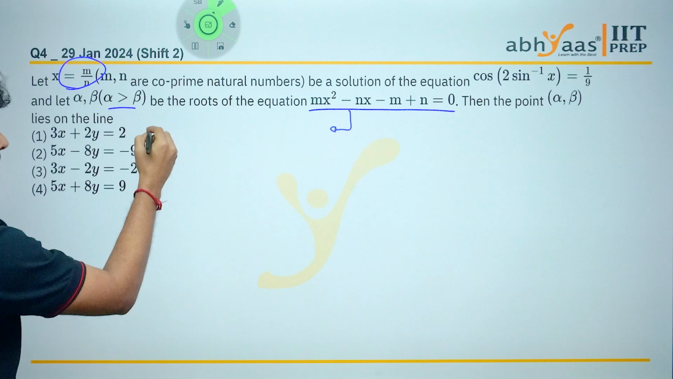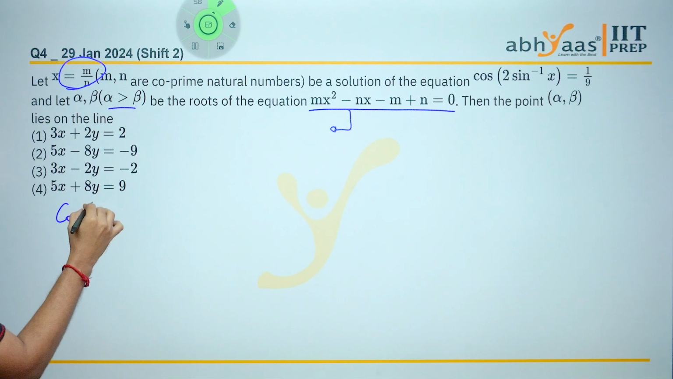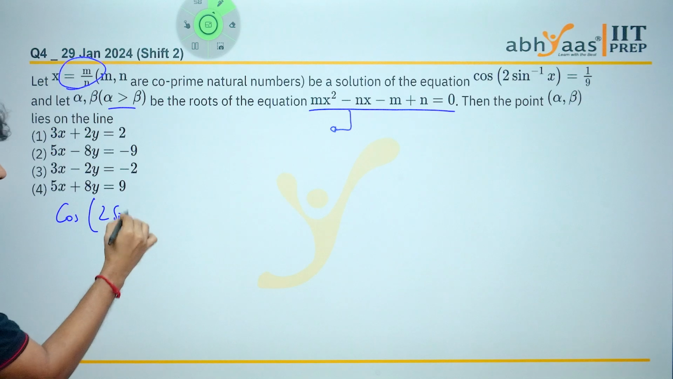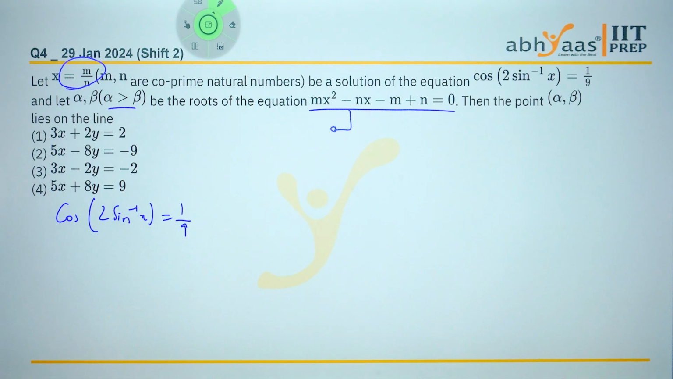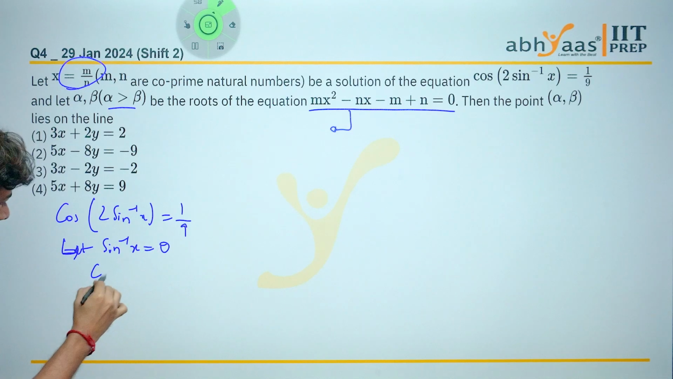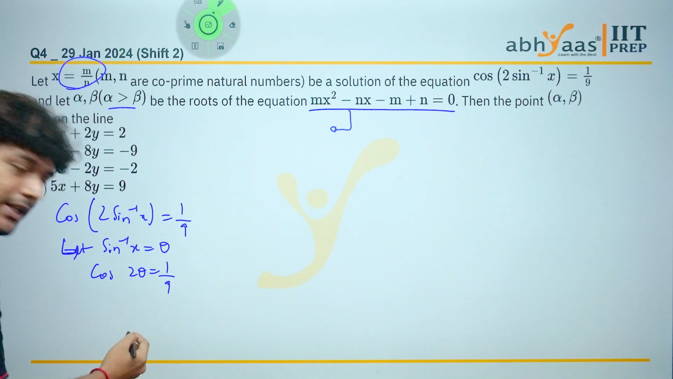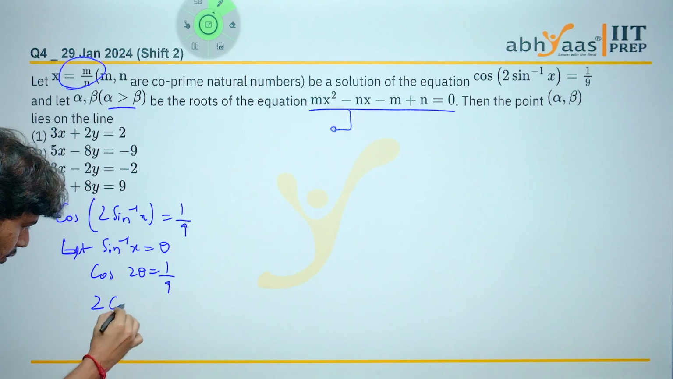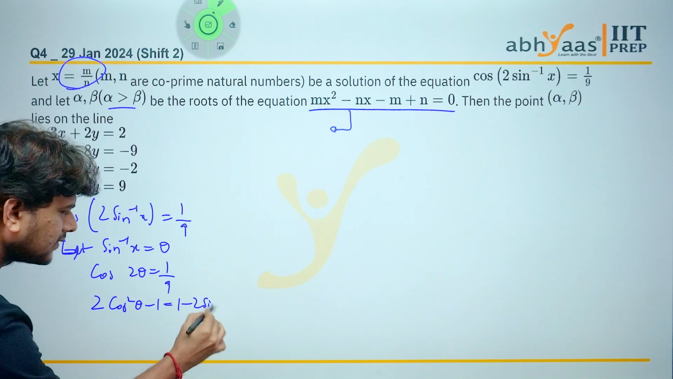Let's start with the equation cos 2 sin inverse x equals 1 by 9. Let sin inverse x equal theta. We will get cos 2 theta equal to 1 by 9. Cos 2 theta can be written as 2 cos square theta minus 1 or 1 minus 2 sin square theta.